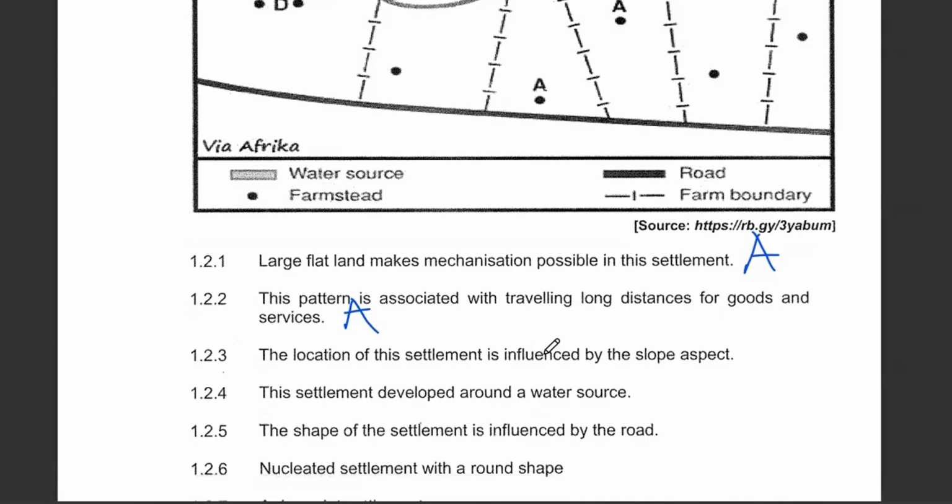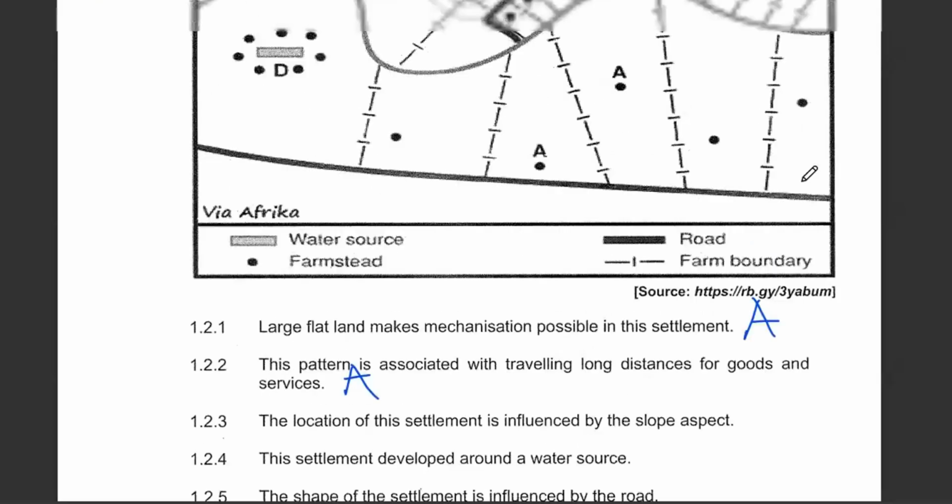Right, going on to number 1, 2, 3, the location of a settlement is influenced by slope aspect. Slope aspect, we are looking at the direction which is faced by a slope. We know well that in the southern hemisphere, settlements which are facing to the north, they are the ones that are receiving more insolation and are more favorable for the location and establishment of settlements.